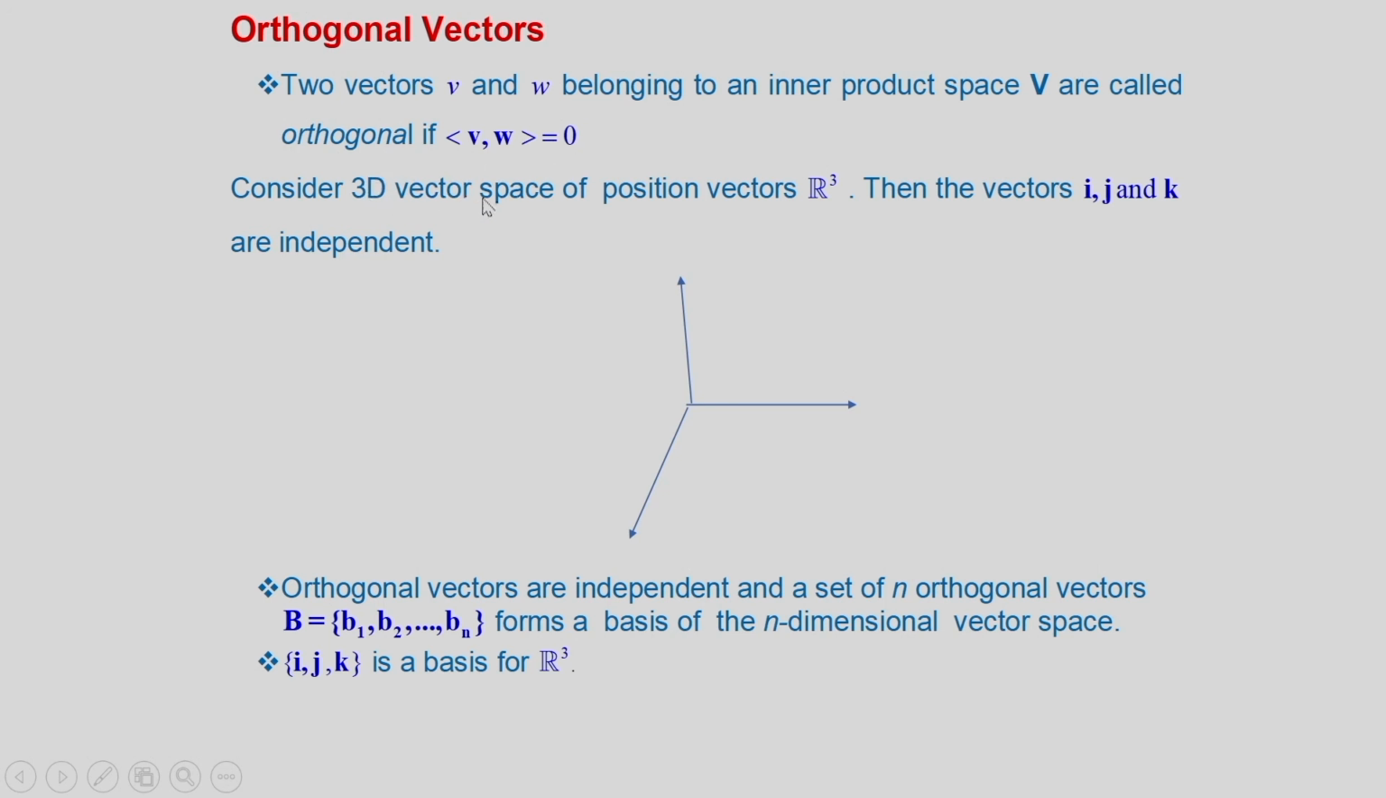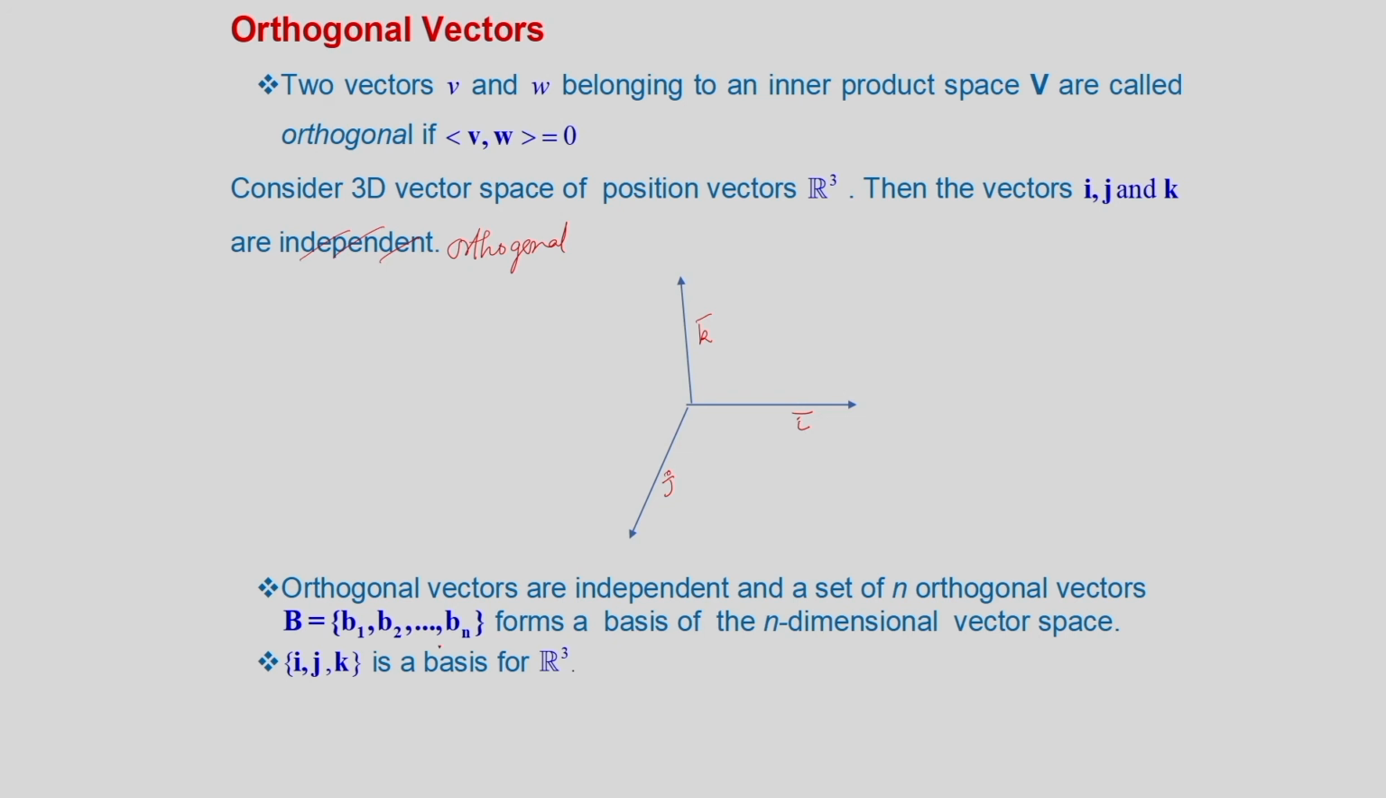Now, consider the 3D vector space of position vectors, generally denoted by R3. Then the vectors i, j, k, suppose this is the i vector, this is the j vector and this is the k vector, are orthogonal. The vectors i, j, k are orthogonal because here the inner product is the dot product: the dot product between i and k will be equal to 0, the dot product between i and j will be equal to 0, like that.